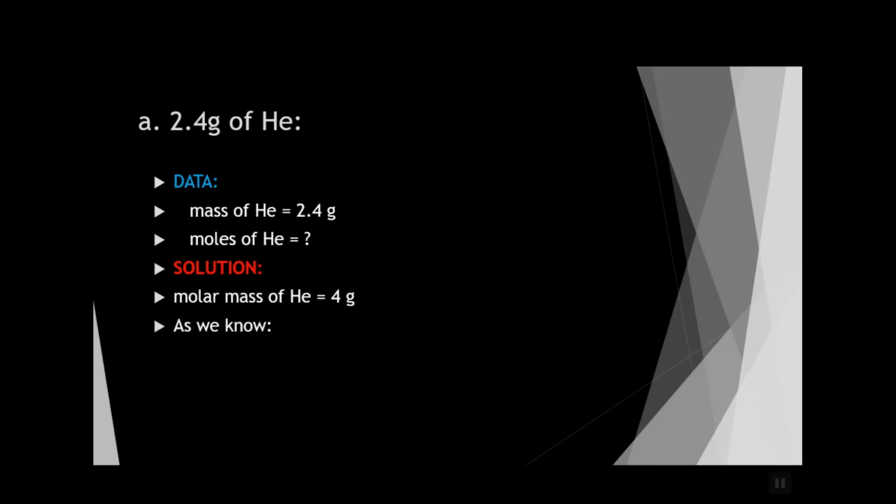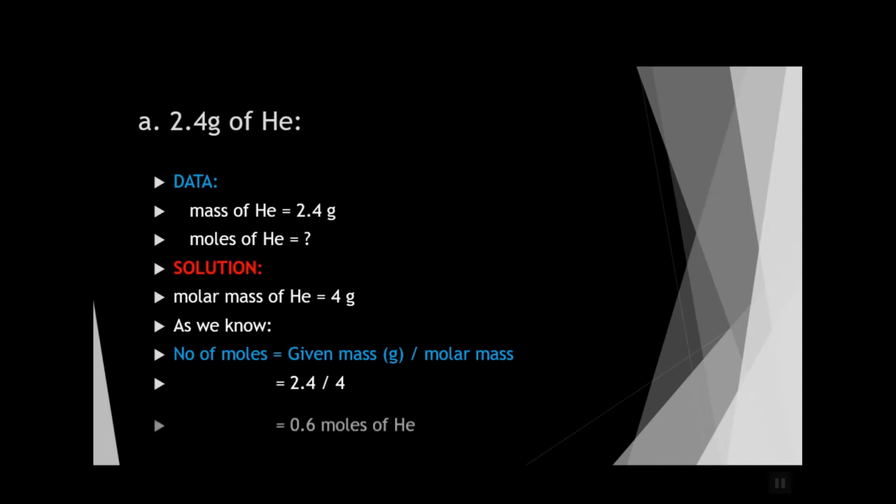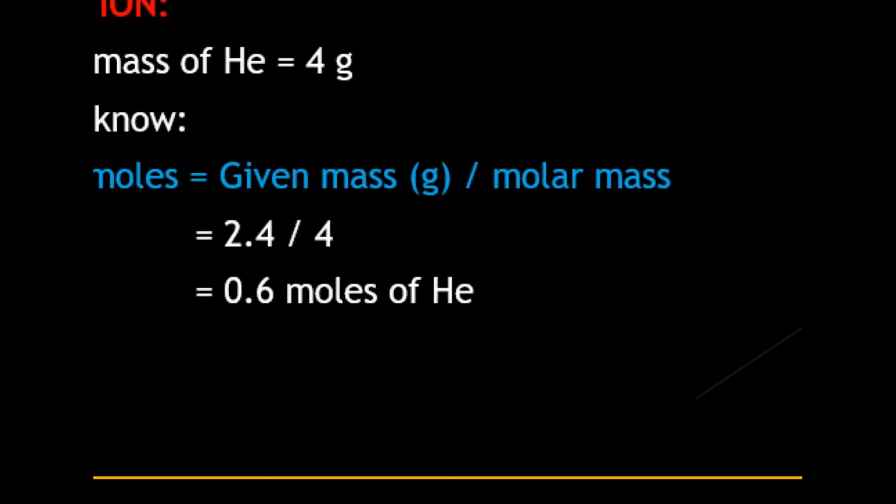Now, as we know, number of moles is equal to given mass divided by molar mass. Students, in this formula, we have the mass of helium, but we don't have the moles of helium. So by applying this formula, we can easily get the number of moles of helium. Now, given mass is 2.4 divided by 4, the molar mass of helium. So we get the answer 0.6 moles. So students, 0.6 moles is our answer.